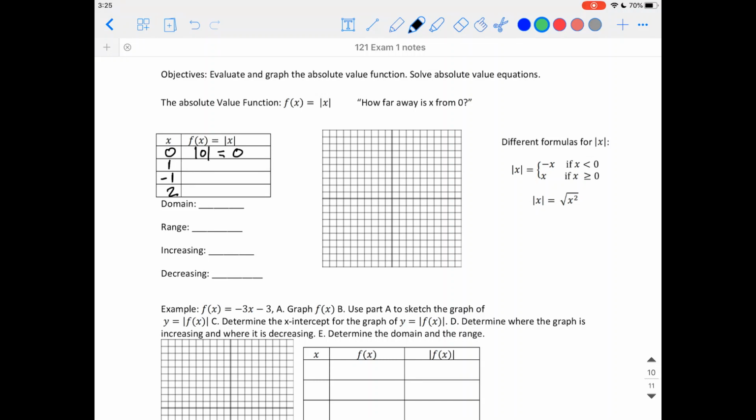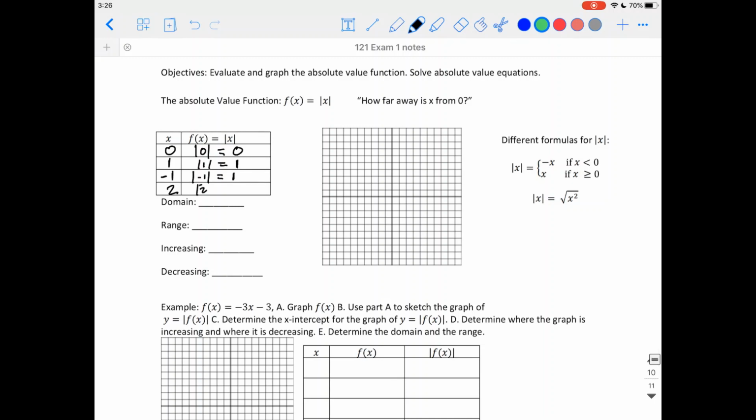For x equal to 1, how far away is 1 from 0? So the absolute value of 1, it's 1 space away from 0. For the next one, the absolute value of -1 is how far is -1 away from 0? It's 1 space away, again, regardless of left or right. And the absolute value of -2 is asking you how far away is -2 from 0? It is 2 spaces away.